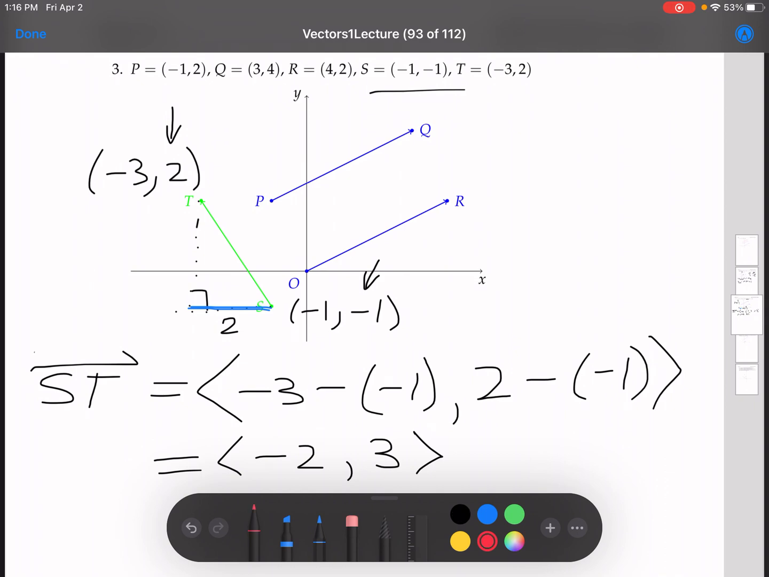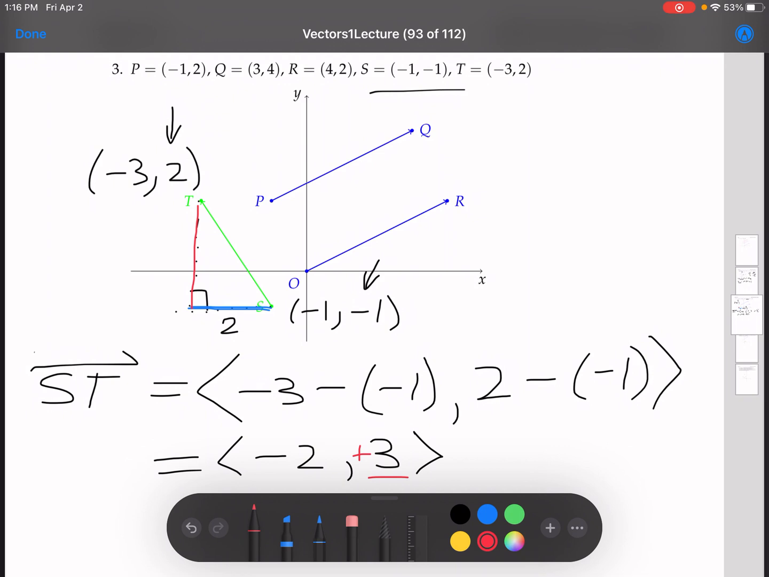And let's just verify real fast that we did in fact go up, right? We do move up, so we do go up. And how far do we go up? We go from -1 to 2, that's 3, so that's why we have positive there.